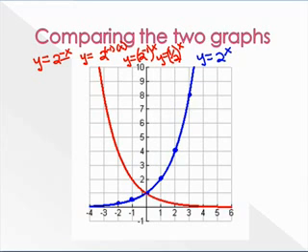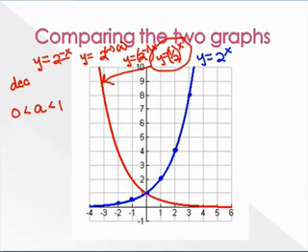Now take a look at those two. Notice that we have a decreasing function here, the red one, when the a is less than 1. So if it's a number between 0 and 1, so if the a value is less than 1 but greater than 0, then we have a decreasing function. And it's decreasing over the whole domain, which is all real numbers.